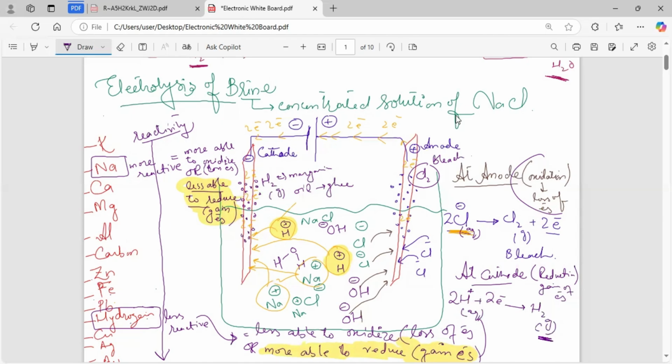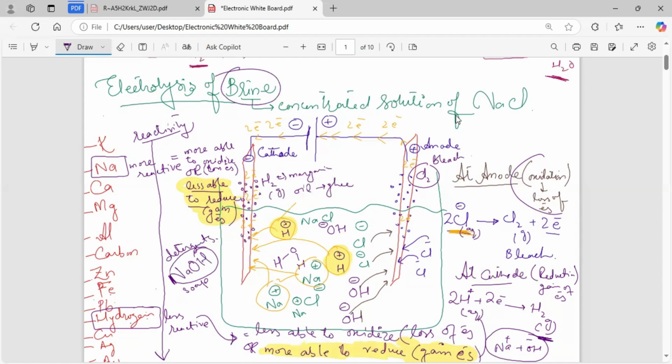So what ions are still present in the solution? One is Na positive and another one is OH negative. Both will react together to form what? NaOH. Of course, NaOH, the caustic soda, right? And NaOH is used in soaps, in detergents, in shampoos, and all that stuff. So this was the electrolysis of brine. Is it clear, dear students?